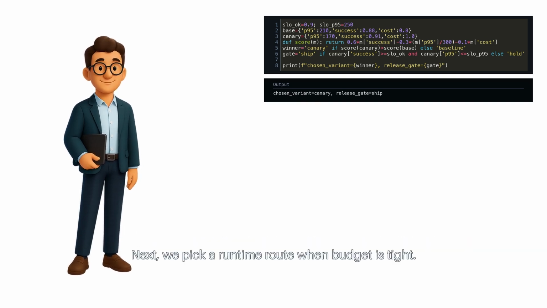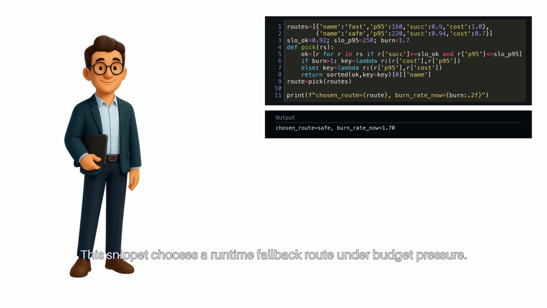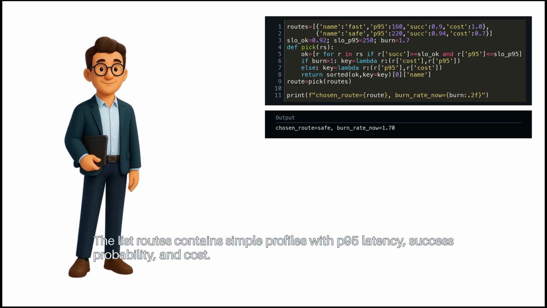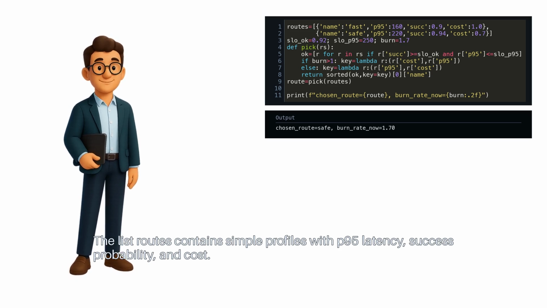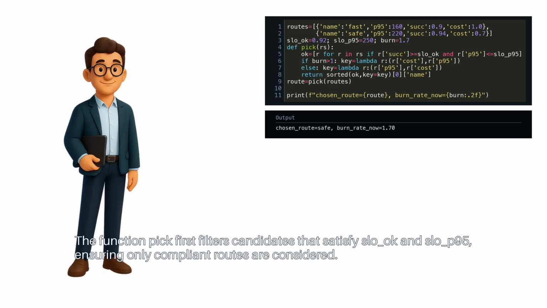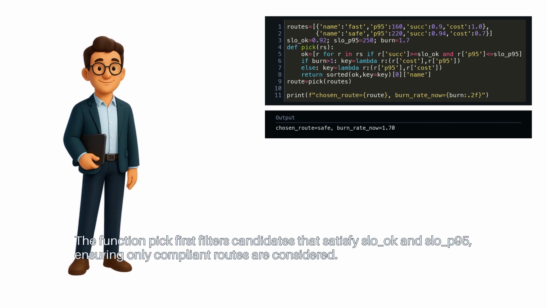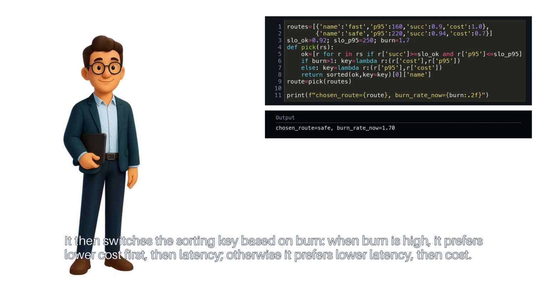Next, we pick a runtime route when budget is tight. This snippet chooses a runtime fallback route under budget pressure. The list routes contains simple profiles with P95 latency, success probability, and cost. The function pick first filters candidates that satisfy SLO_OK and SLO_P95, ensuring only compliant routes are considered. It then switches the sorting key based on burn.